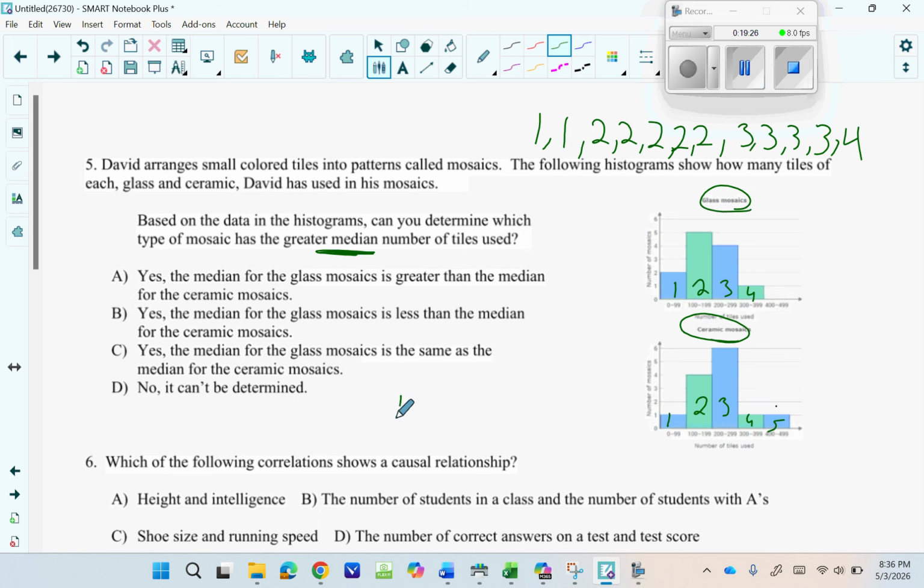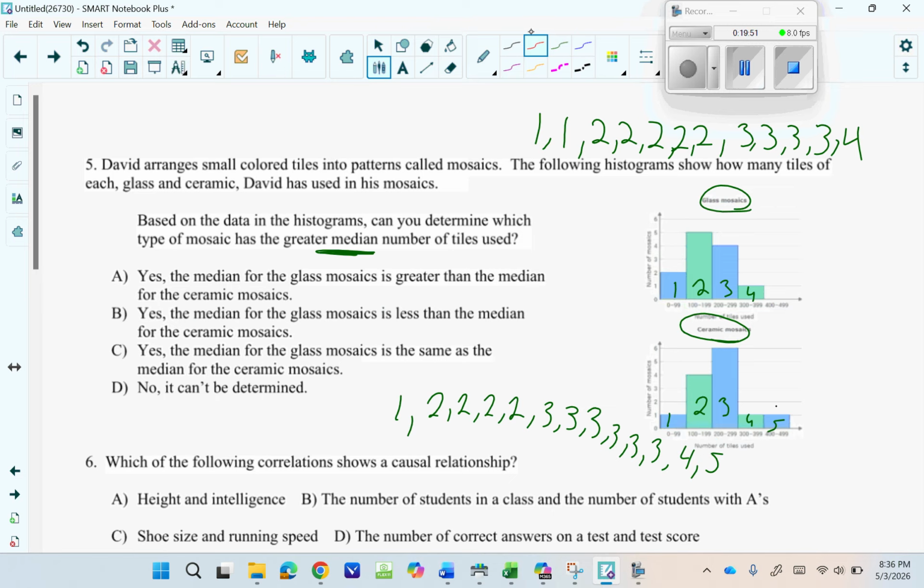So I have, let's see, 1. And then I have 4 2s. 1, 2, 3, 4. And then 6 3s. Sorry, I said that backwards. 1, 2, 3, 4, 5, 6. And then 1 4, 1 5. Okay, so let's go ahead and find the median.